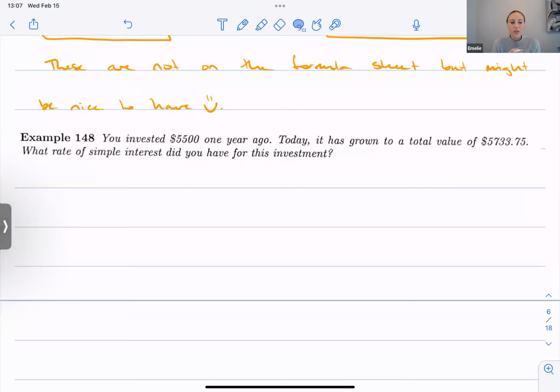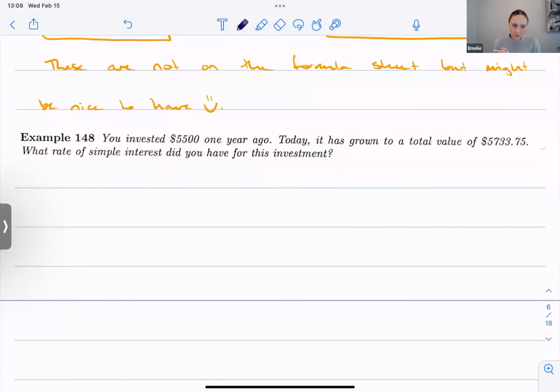I'm still going to use a timeline for this. It's very rare now that I won't use a timeline, even for very simple problems, right? One, to get used to drawing timelines, but also just to get in the habit of always doing a timeline, right? Even for simple problems. Okay.